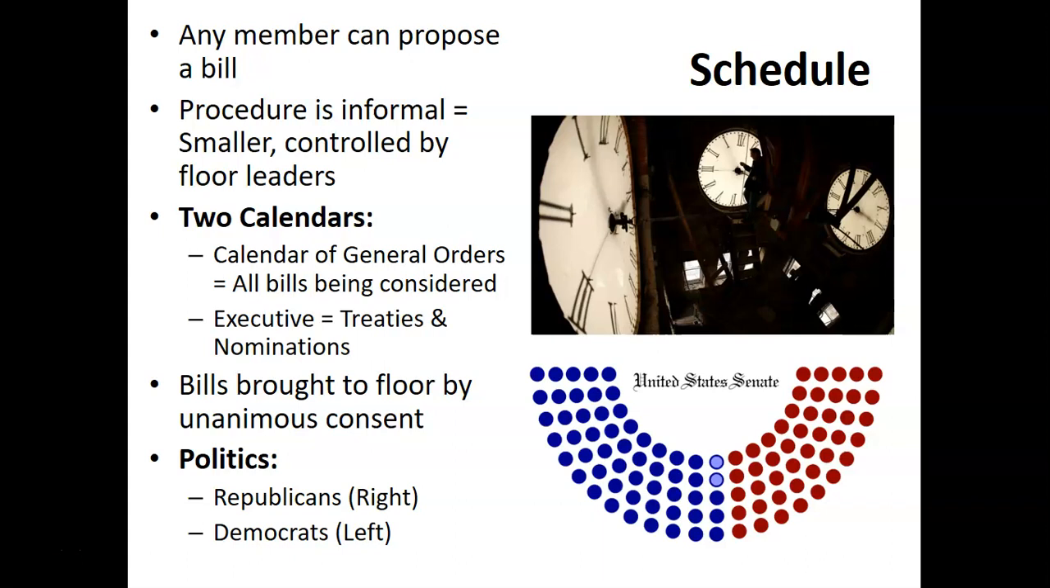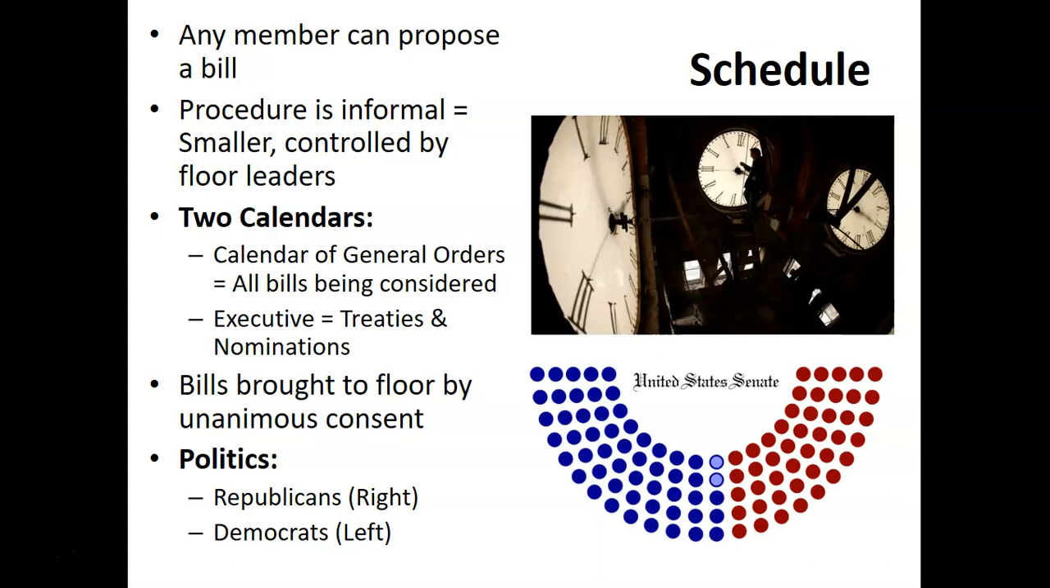Okay, so in terms of how they schedule work, any member in the Senate, doesn't matter if you're brand new or you're the oldest person there, most tenured person there, you can propose a bill. The procedure in the Senate is much more informal than it is in the House, for the sole fact that it's much smaller. The floor leaders themselves, the majority and minority, control that. You only have two set calendars. You have the calendar of general orders, which is set up for all bills that are being considered that do not regard themselves with the executive branch.